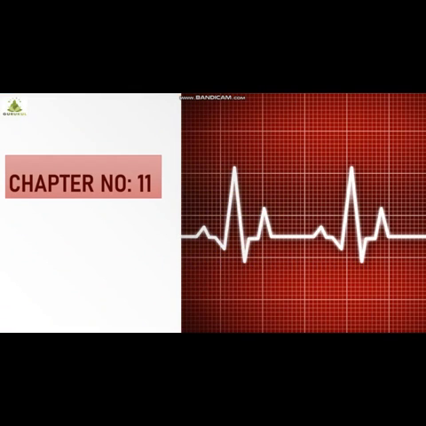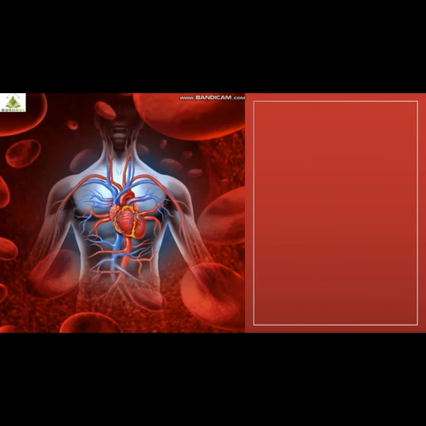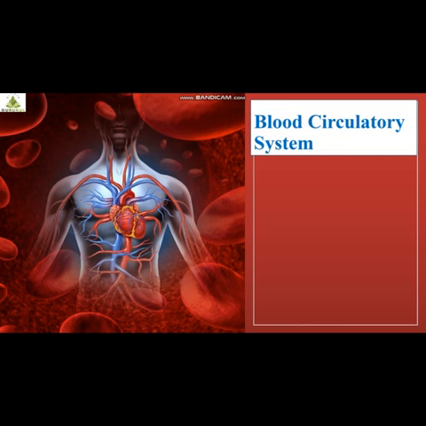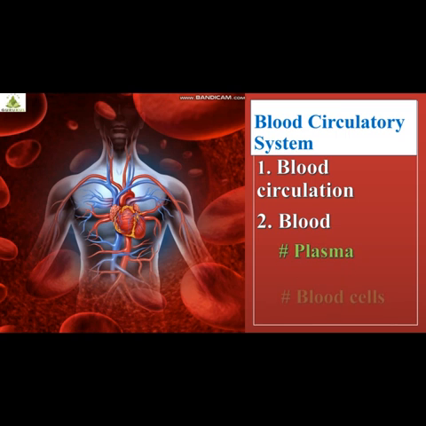We are learning chapter number 11, human body and organ system. Under blood circulatory system, students, we are going to understand blood circulation. Second, we are going to see blood in detail, and you will come to know the different components of blood. We have plasma, blood cells and platelets. These are important components of blood. Don't worry, we are going to see everything in detail one by one. So let's start. First, we will see functioning of heart.